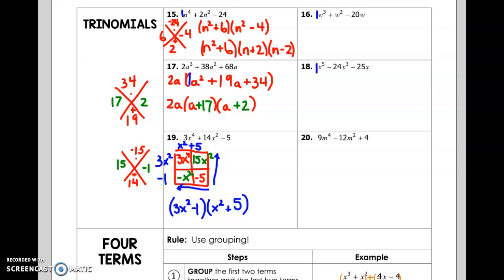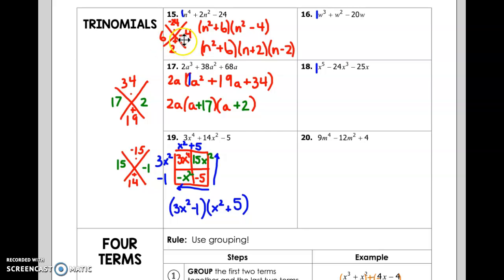Okay, trinomials. Even though this isn't quadratic, all of these have an a value of 1. Okay, so we're going to start there. This doesn't have a GCF, but it has n to the 4th, n squared, and then a constant, so it should work out really similar to quadratic. So we're going to take factors of negative 24 that add to give us 2, because that's like our c and b values that we're used to doing.